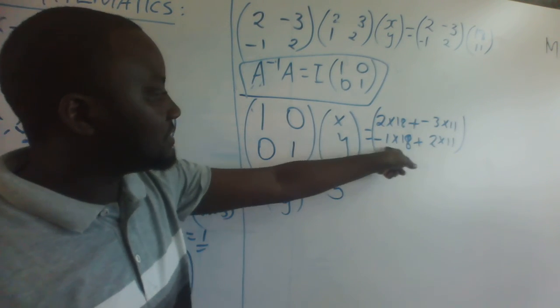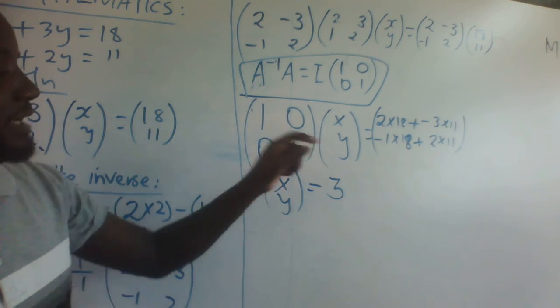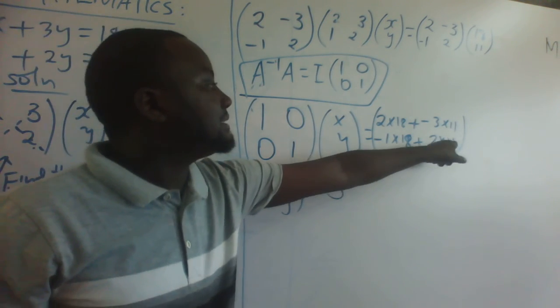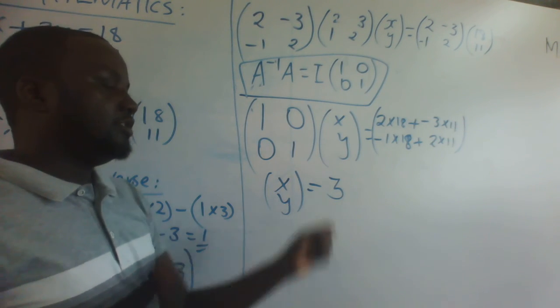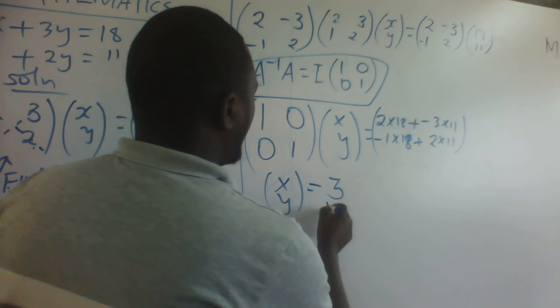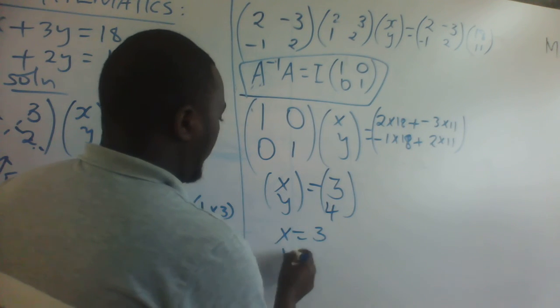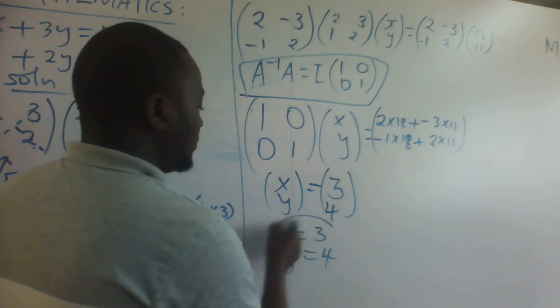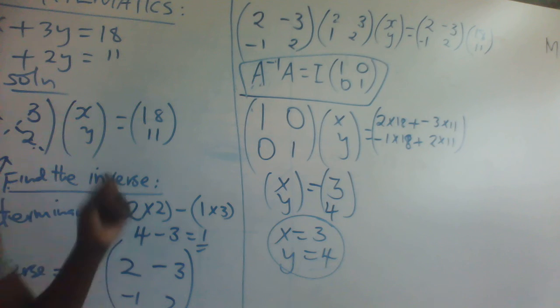Minus 1 times 18 is minus 18, plus 2 times 11, that is 22. Minus 18 plus 22 is 4. That means x equals 3, y equals 4. All the answers are the same.